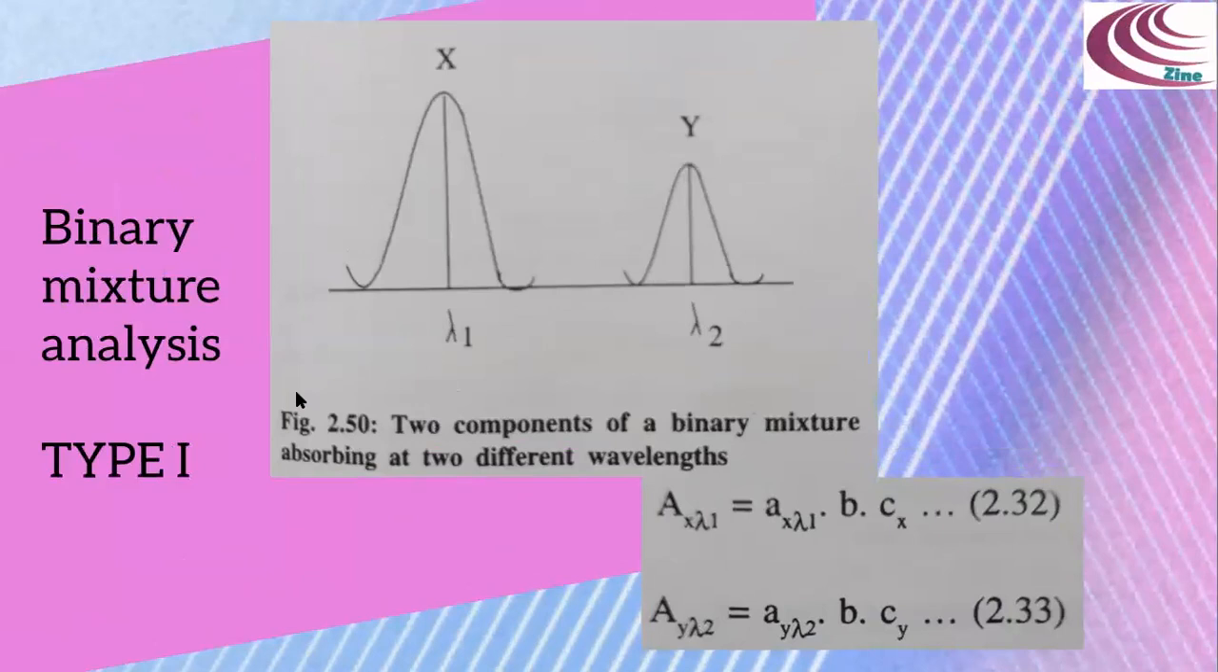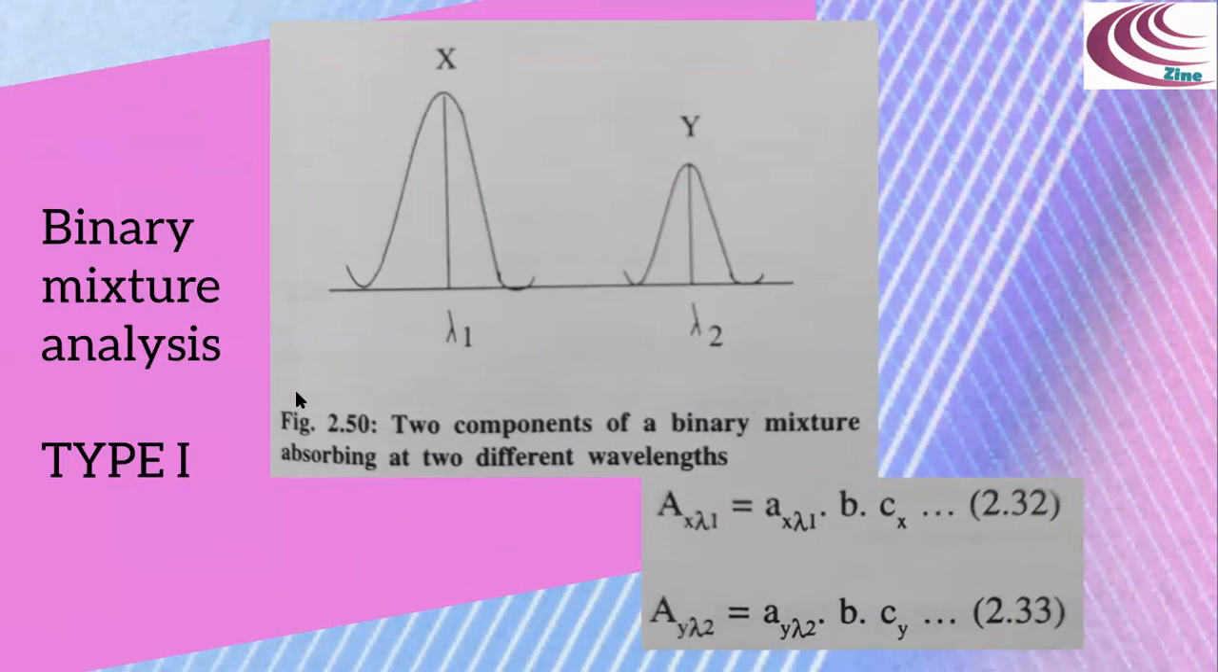Then, analysis of a binary mixture. In the analysis of a binary mixture, the spectra of both pure components are recorded first, and two lambda max values corresponding to the maximum absorption of both these compounds are determined. Then, at the selected wavelengths, the specific absorbance values of both the components are determined.